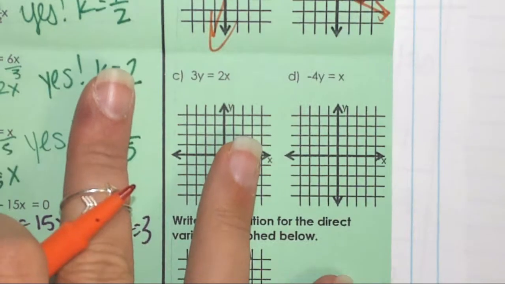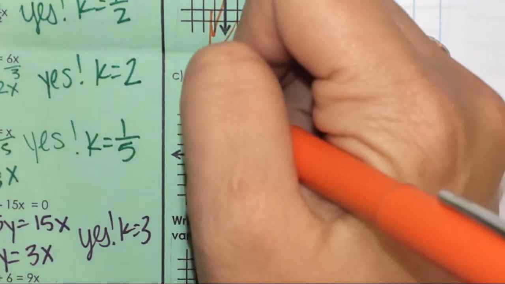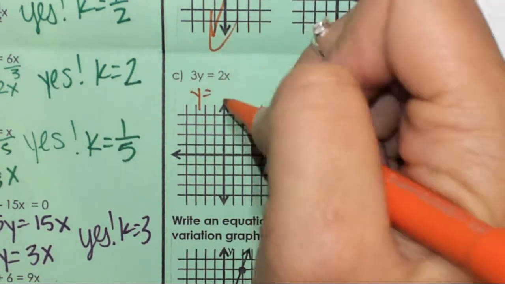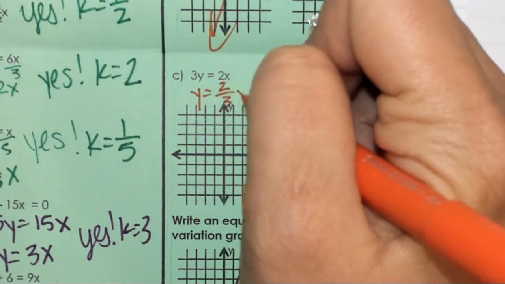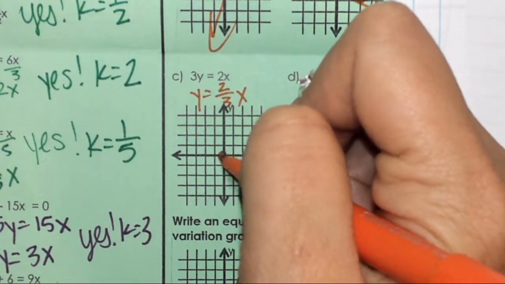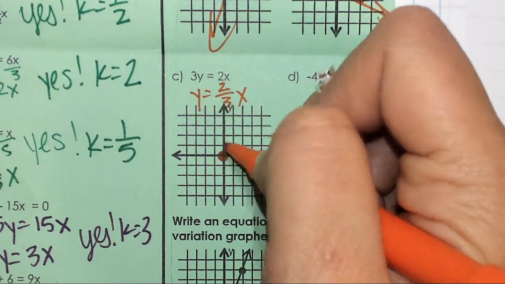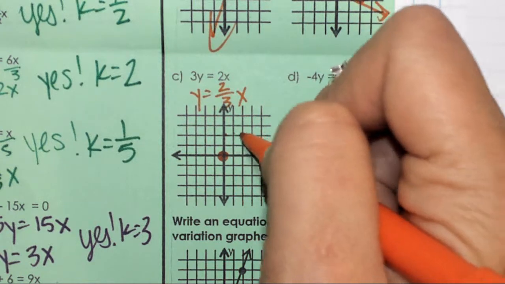Okay, what about C? What do I need to do first? Divide. And what is 2 divided by 3? 2/3 x. Okay, so where am I going to start at? The origin. And what am I going to do first? Am I going to go up or down? Up how many? 2. And right how many? 3. Good, take a point.